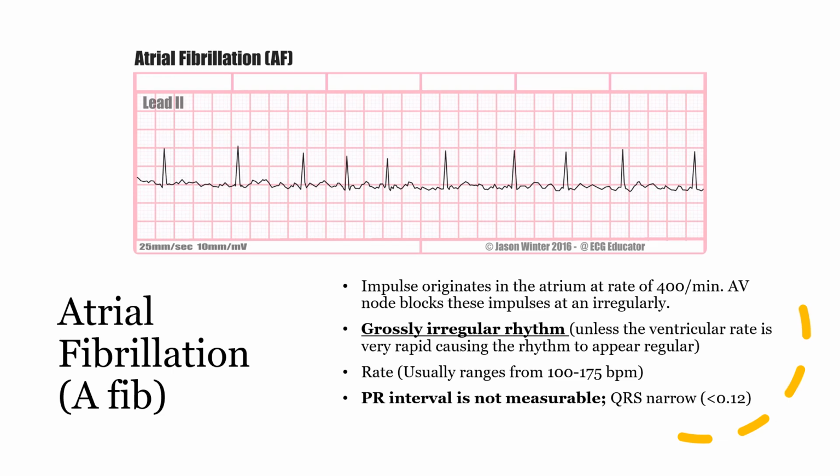We have too many P's for every QRS, but we can measure that QRS complex and it still will be narrow. Why? Because this is not a ventricular problem. The QRS measures the ventricles, and our ventricles are still functioning the way they should.